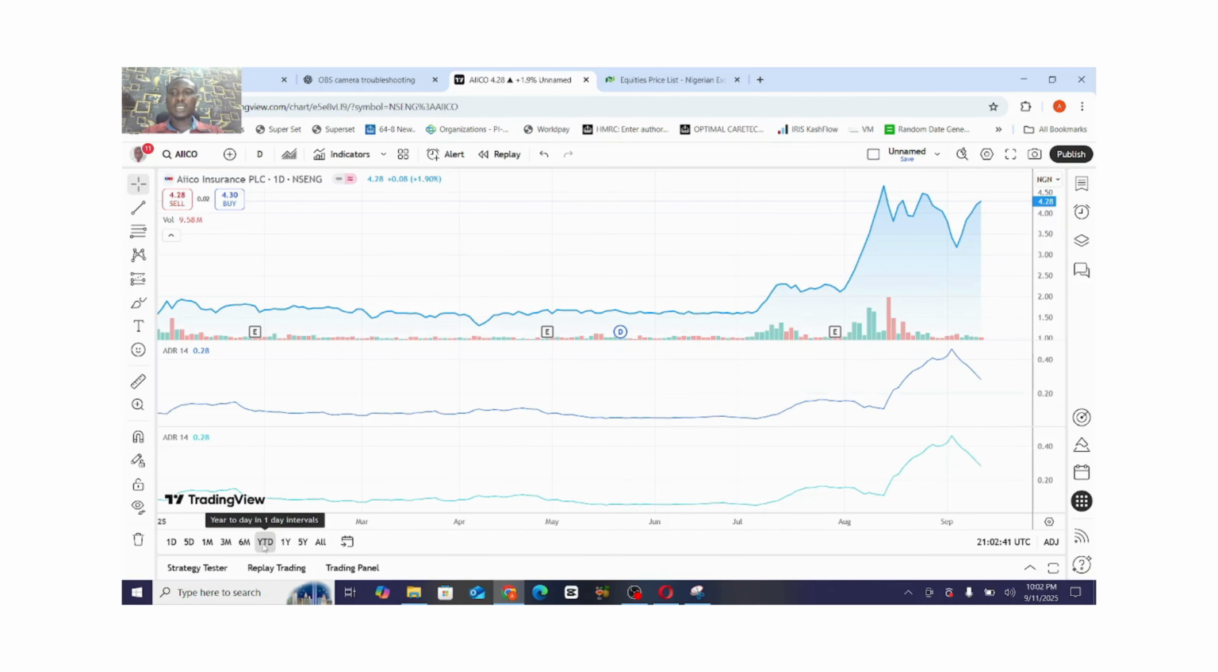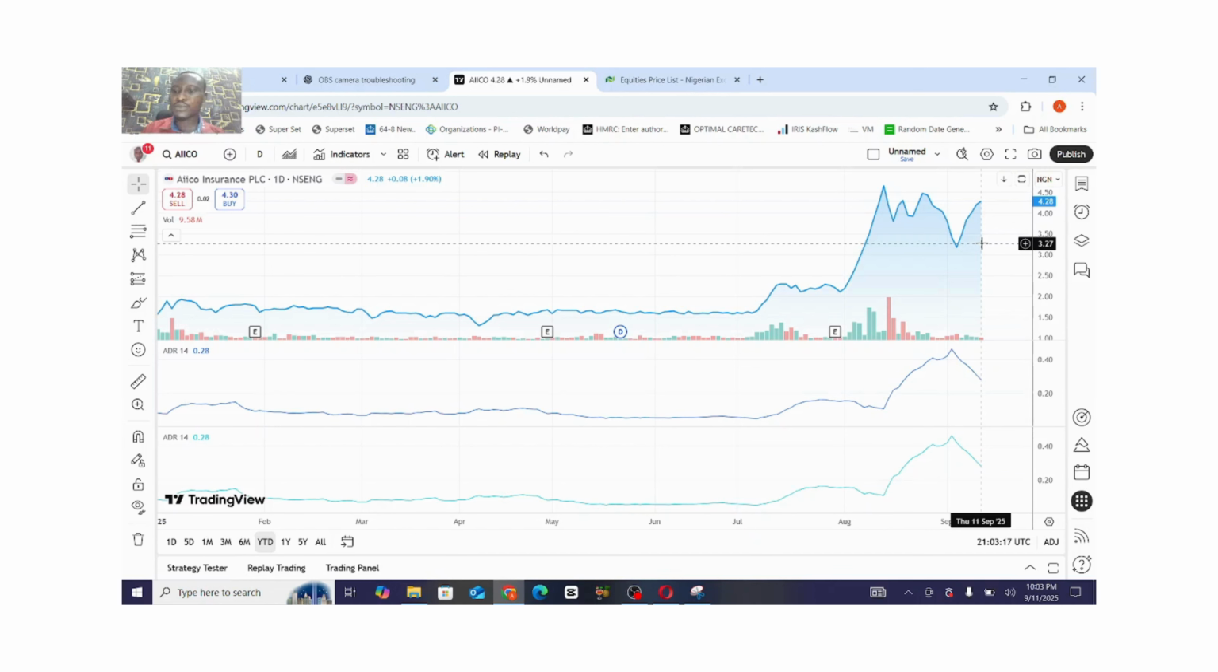Okay, I think it's always advisable, if you ask me, to do the year to date so that you get a full grasp. But if you are just starting, maybe if you are in March, you can just do 6 months because the year has not gone far. But now that we are in August, you can do year to date. It makes more sense. So when you look at AIICO, you can see that the price was down here around 3.18. Currently, it's trading at 4.24 or 4.28. That's what it's trading currently.